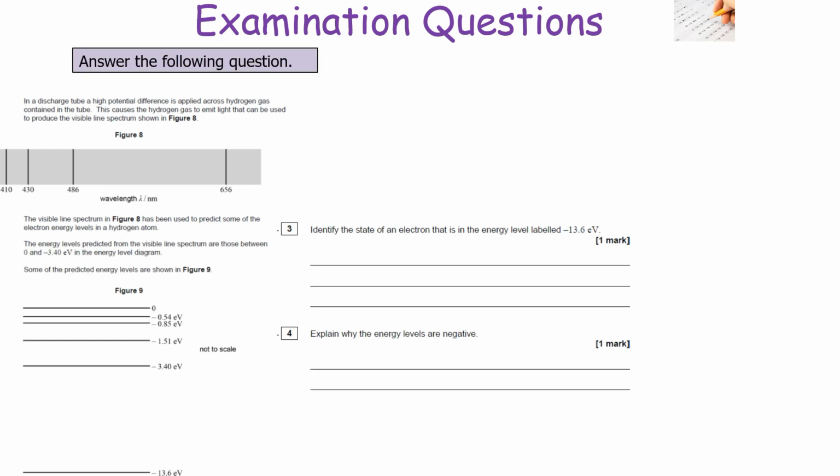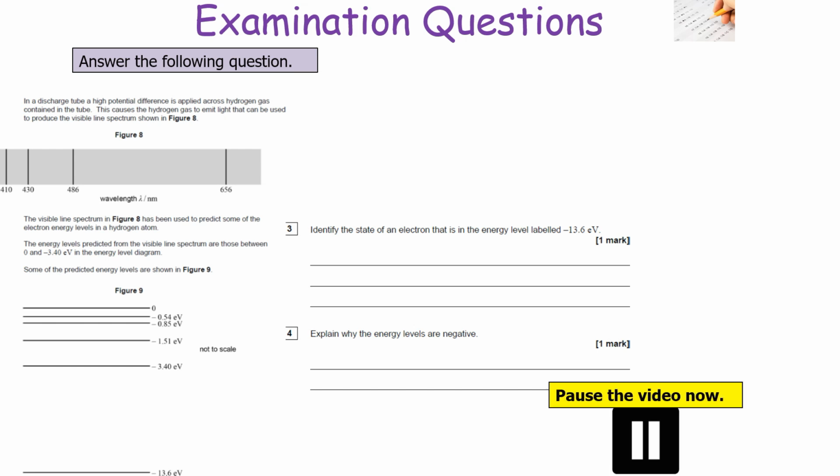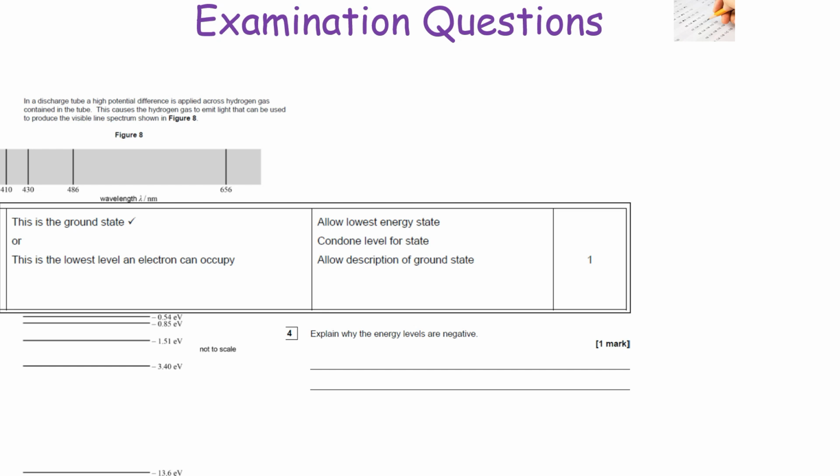The next question says, identify the state of an electron that is in the energy level labelled minus 13.6 eV and explain why energy levels are negative. So pause the video now, then unpause the video when you want to go through your answer. Well, it's very important that you note that minus 13.6 eV is the value at the lowest point of this particular energy level. So we call those the energy levels closest to the atom. The lowest value is going to be the ground state, the lowest level an electron can occupy.